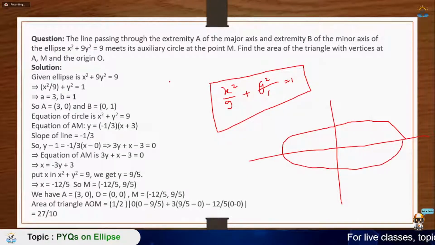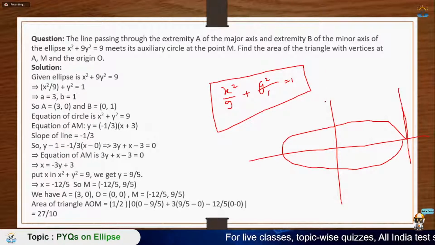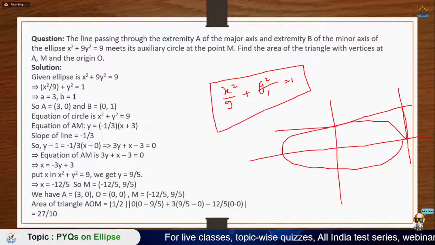Okay, and then they are saying that the line passing through the extremity A of the major axis, which implies this line, and extremity B of the minor axis, which implies this line, meets its auxiliary circle at the point M. So this point is M, and this is the auxiliary circle of this ellipse. So find the area of the triangle with vertices at A, M, and origin O.